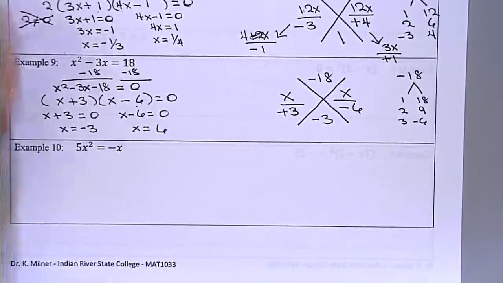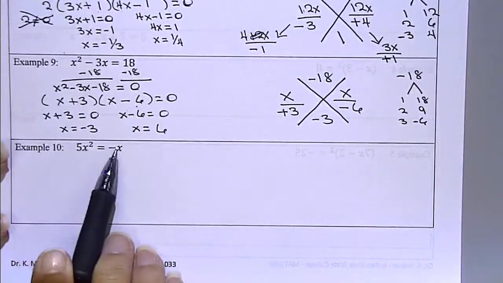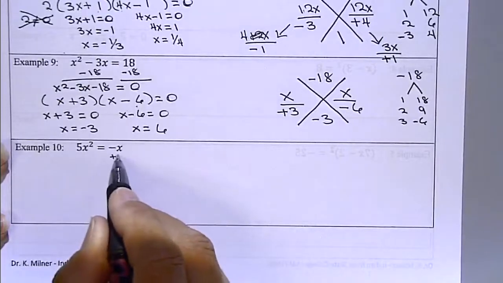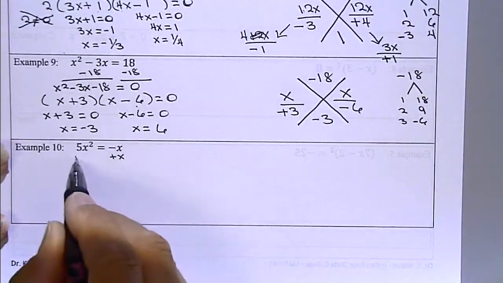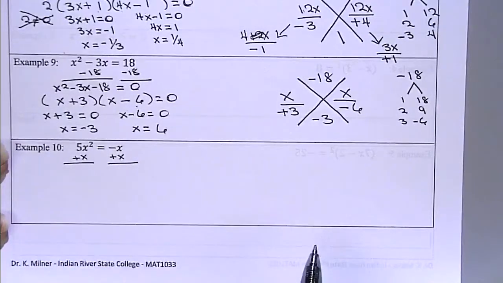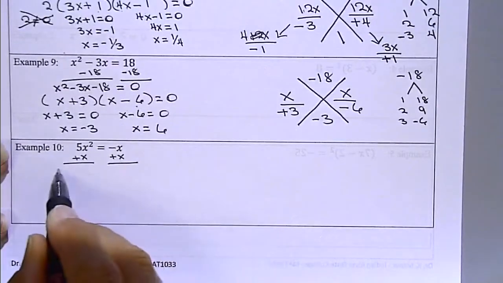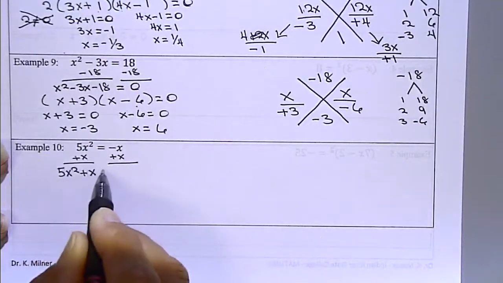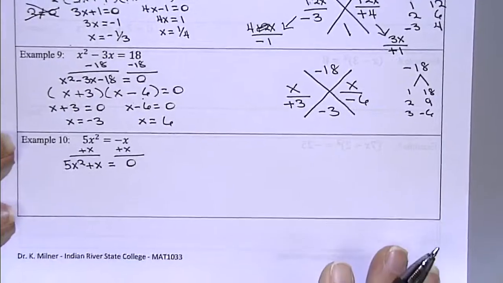Now this last one, I've got 5x squared is equal to negative x. What I'm going to do is get it all to the same side. The x squared is over here, so I'm going to move my negative x. Now when I do that, I have to add an x. Right? It was negative, so I do the opposite, addition. So I end up with 5x squared plus x is equal to 0. I'm now ready to start factoring.